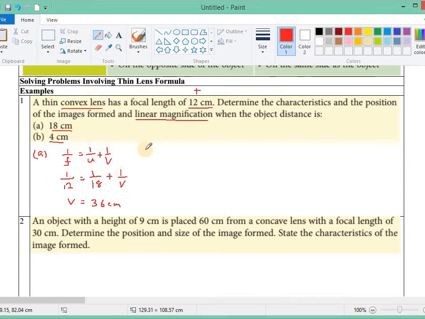The formula to calculate the magnification is image distance over object distance. So image distance is 36 cm over the object distance of 18. That means 2. If it is 2, it means that the image is larger than the object. So the first characteristic is that the image is magnified.